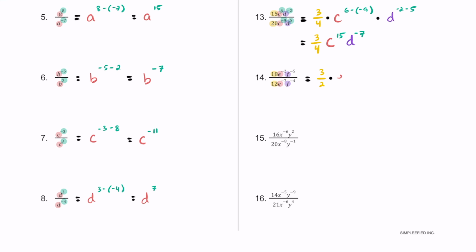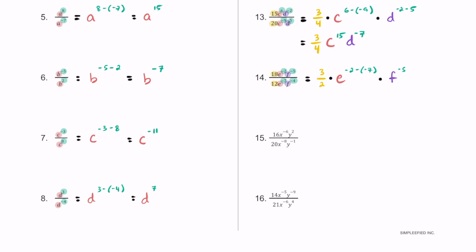Then we have this base of e, and let's use that quotient rule, so that's going to be -2 take away -7. We can write it as -2 take away a -7, just like that. And let's use that base of f now, so we have f raised to the what power? Well, that's going to be using that quotient rule again, so it's -5 take away -4.